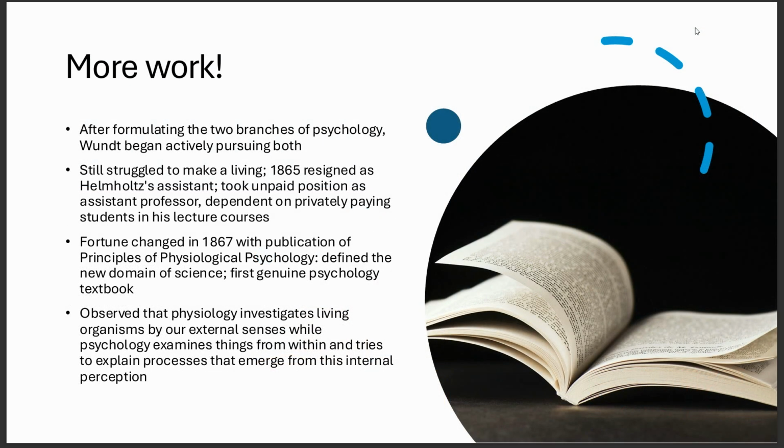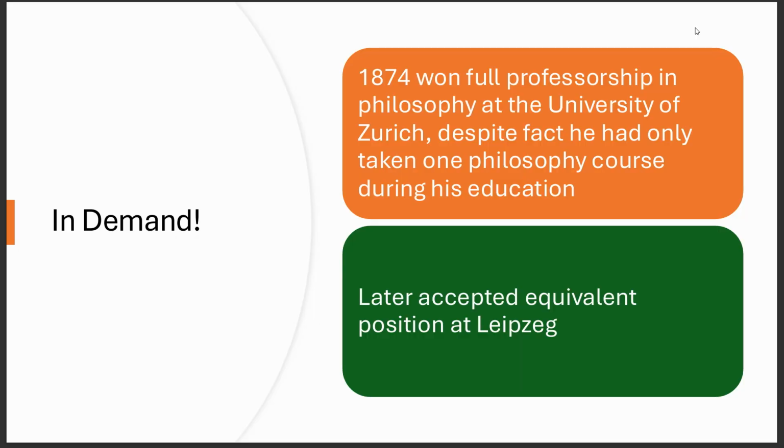In his spare time, he wrote The Principles of Physiological Psychology, which he defined as the new domain of science, and it was the first genuine psychology book. And if we have time on Thursday, we'll look at a few pages of that. He observed that physiology investigates living organisms by our externals. So again, this sensory perception type of thing, which had been going on for a while. External senses, while psychology examines things from within and tries to explain processes that emerge from this internal perception. He became highly in demand, all right?